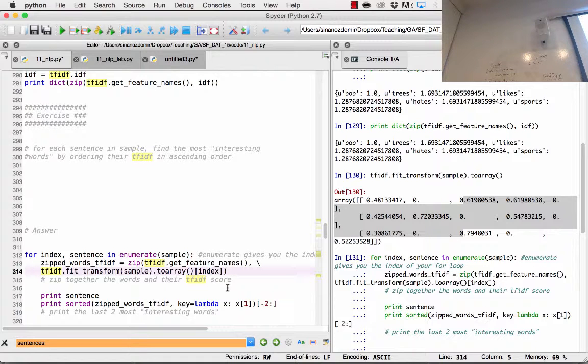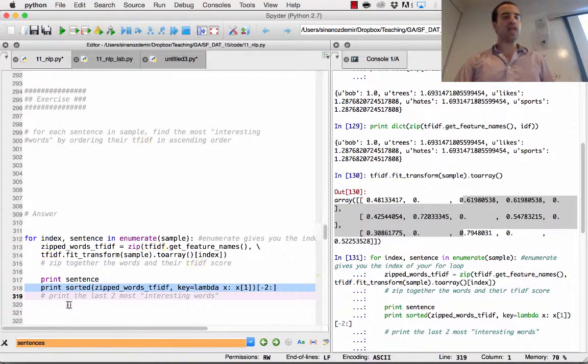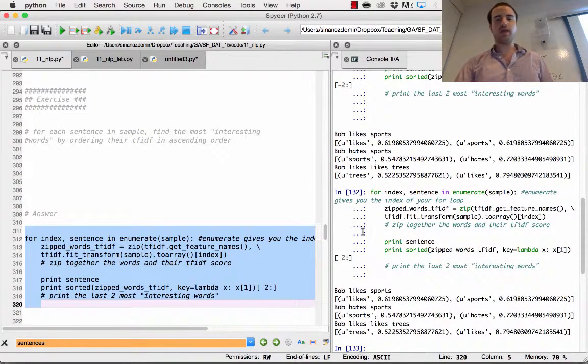Why? Because for each time I go through a sentence, I want the index that I'm on to call that row in my TF-IDF matrix. So for each sentence, index is going to be 0, then 1, then 2. So I call the 0th row in this matrix, then the 1 row, the 2nd row, and then the 2 row, the 3rd row. And I just sort it by the second element, and that's what gives me the 2 most interesting words for each sentence.